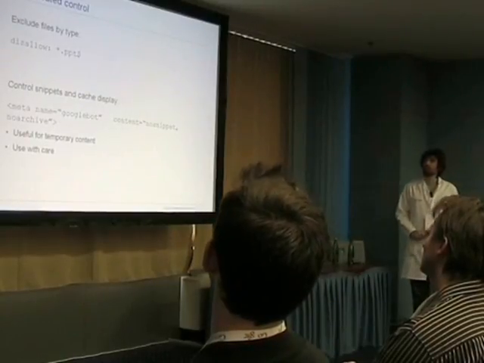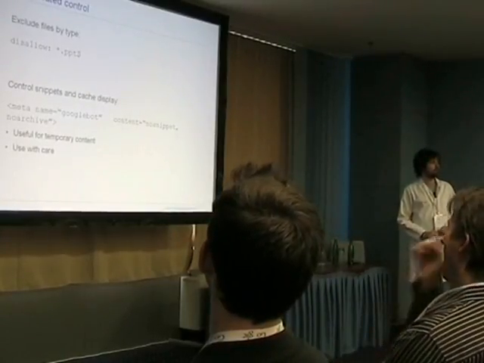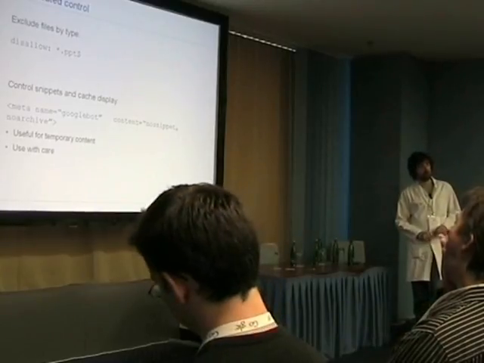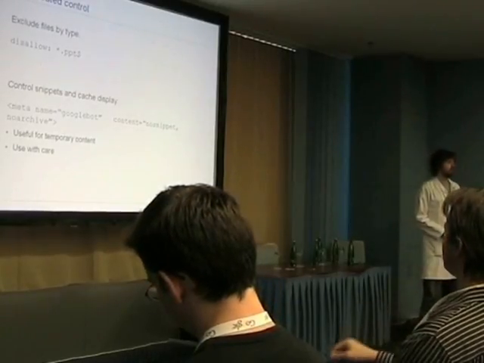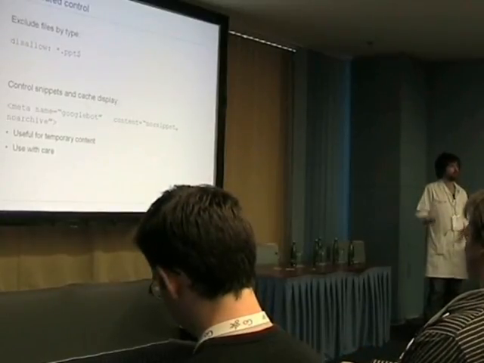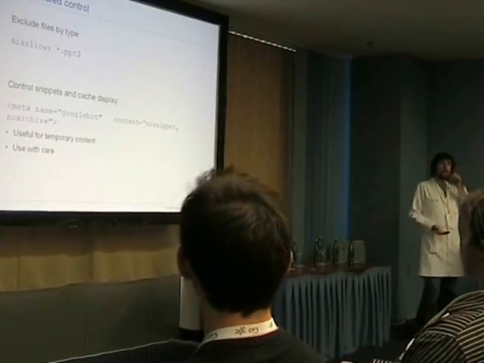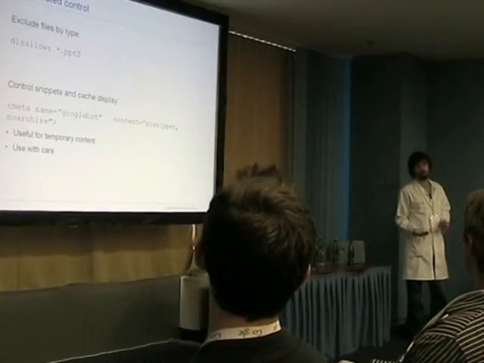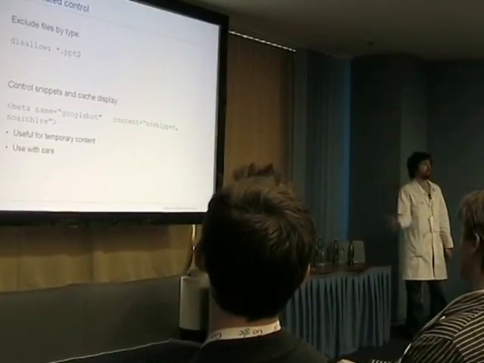There are also some advanced controls. We support wildcards. So if you've got a bunch of PowerPoint files or doc files or something like that that you don't want crawled, you can disallow those too. And you can also match. Maybe for whatever reason, every page that has 10 in the name shouldn't be crawled. So you can just say disallow star 10 star.